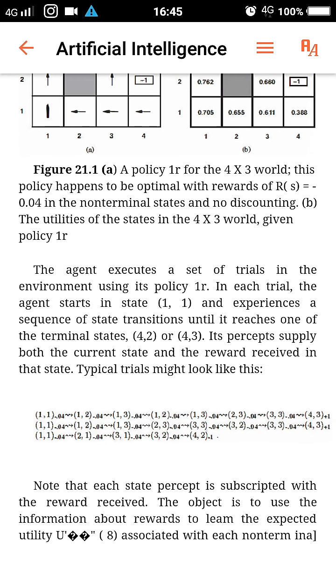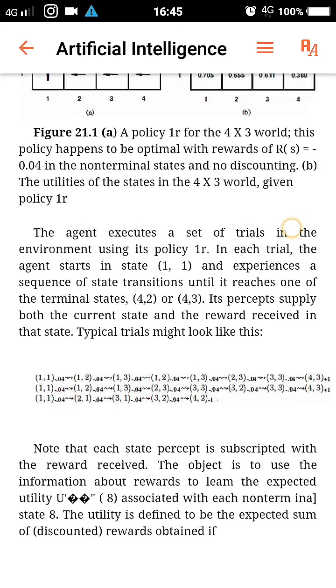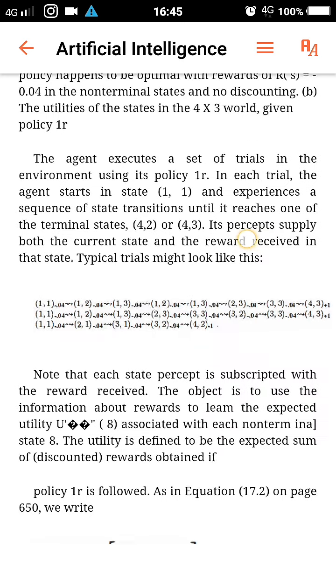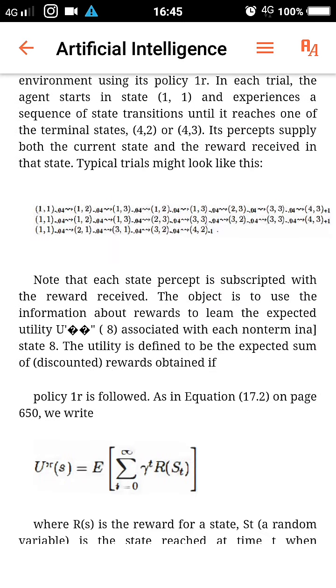Figure 21.1(a) shows a policy for the 4x3 world. This policy happens to be optimal with rewards of R(s) = -0.04 in the non-terminal states and no discounting. (b) The utilities of the states in the 4x3 world given policy π.